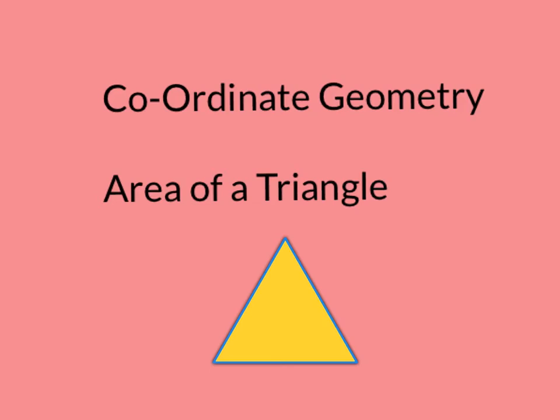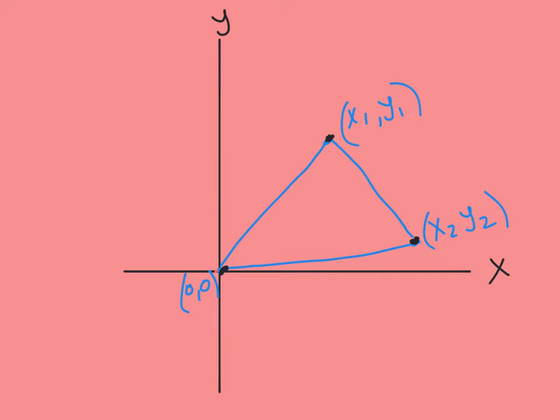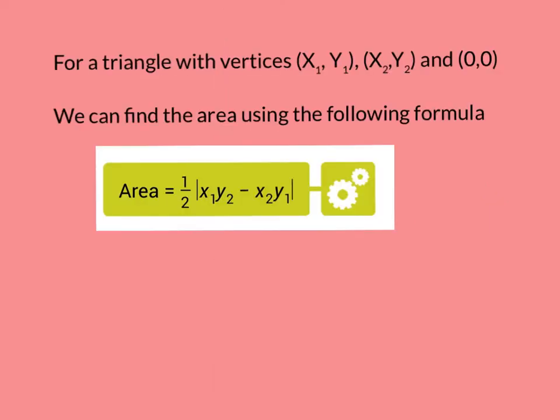Hey guys, so today we're going to look at the area of a triangle in coordinate geometry. Here's an example of a triangle on the plane. You can see that this is a triangle with vertices (x1, y1), (x2, y2) and (0, 0). In order for us to use the formula for the area of a triangle, one of our vertices must be this point (0, 0).